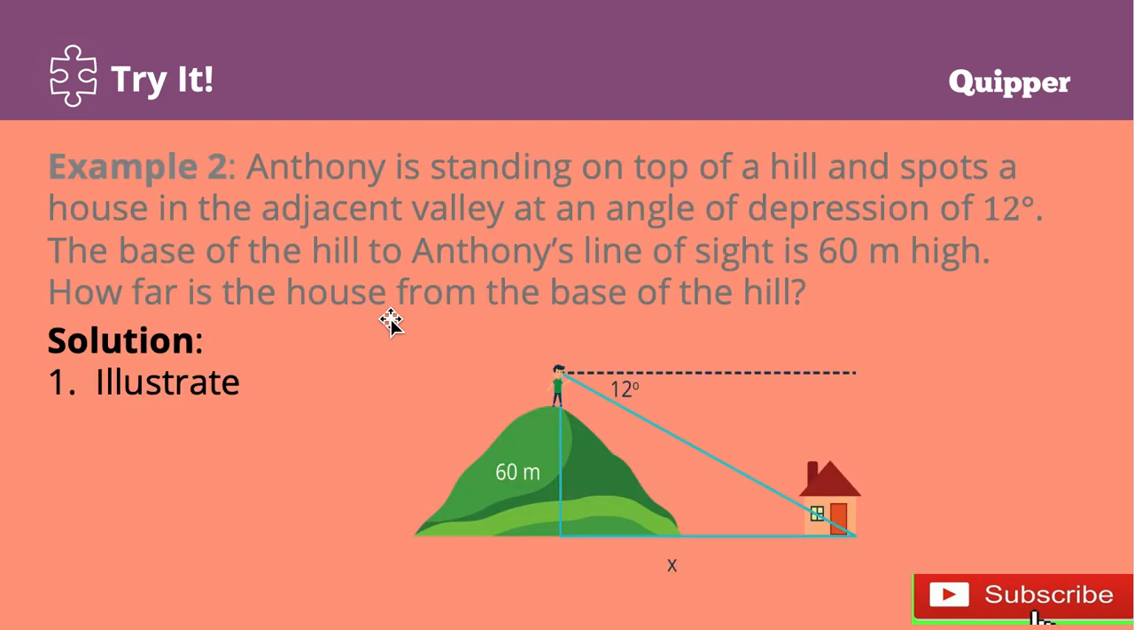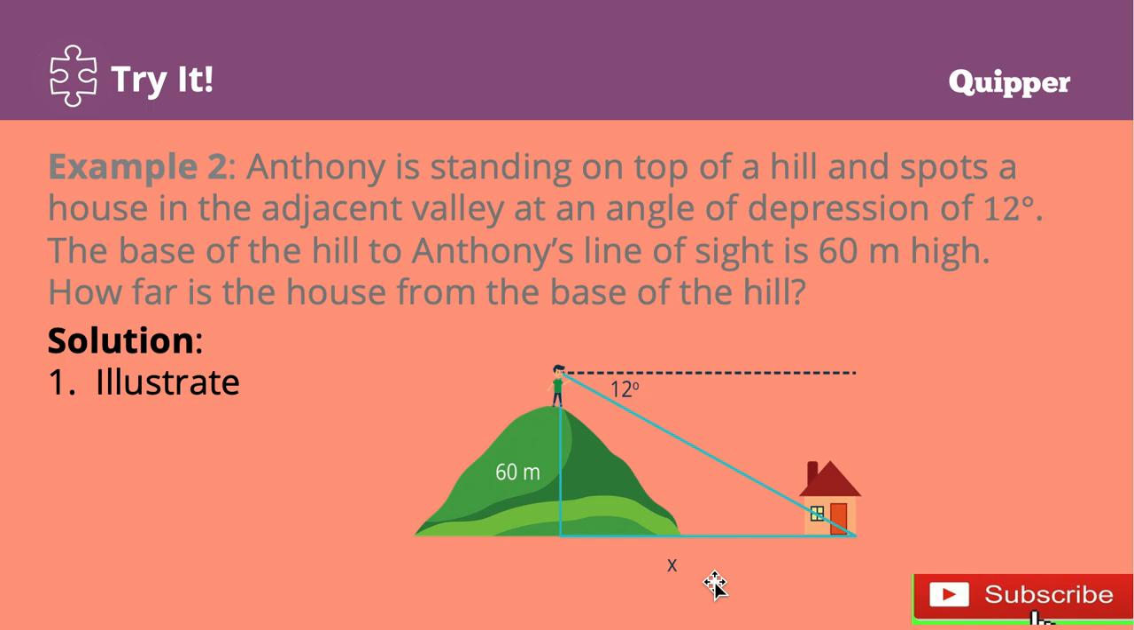First, we are going to illustrate the problem and let x be the distance of the house from the base of the hill. This is the base of the hill and this is the house. So we are looking for the distance and that is our x here. Take note that there are two ways of solving this problem, but for now, I will be using the angle of elevation to solve this, using the idea of the transversals of the parallel lines.